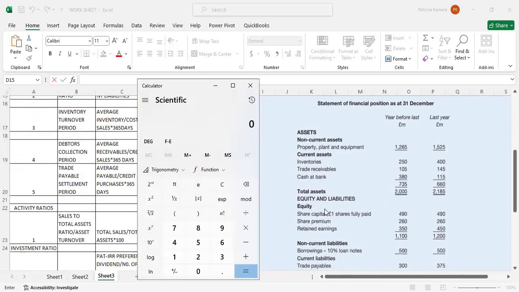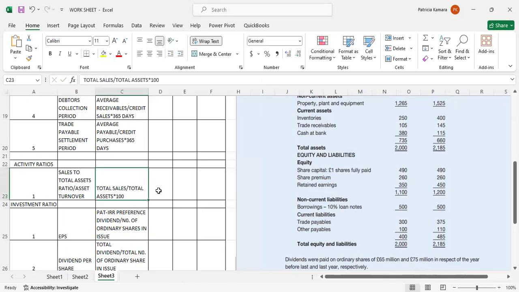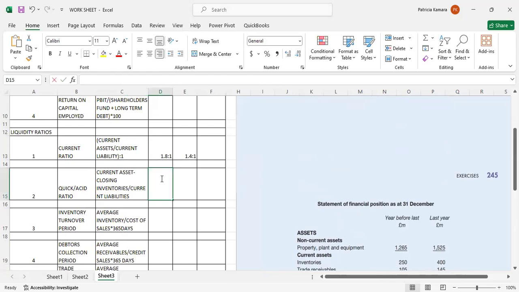So we know that the total current assets for the previous year, which is 2022, was given as 735. And now let's take out inventory. Inventory has given us 250. It means we are left with 485 divided by our total current liabilities, which is 400. So this has given us 1.2 to 1, which is a good thing. Still, we can still cover our short-term obligations, okay, regardless.